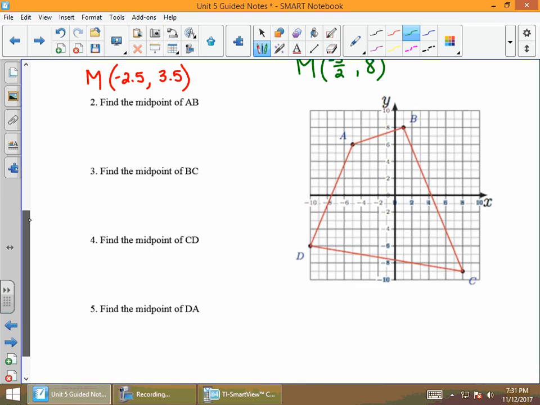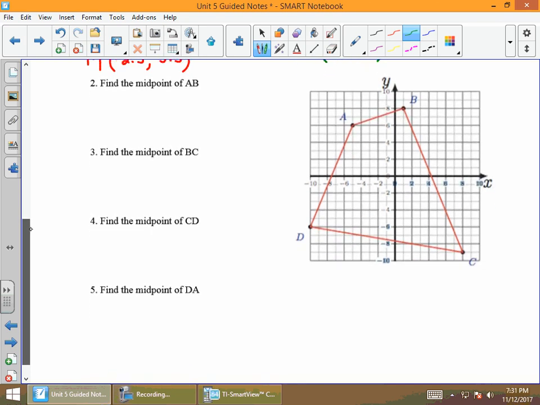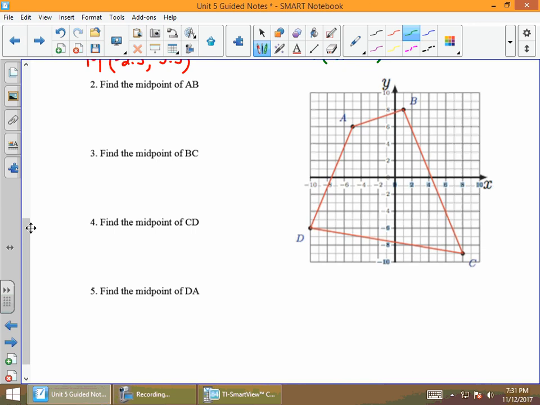And now problems 2, 3, 4, and 5. This is more of what you're actually going to see. You're going to see a lot of questions like this, where you just have some points up on a graph, and you have to find the midpoint between them. So the first one I have to deal with, we're going to find the midpoint of segment AB. So let me highlight segment AB.